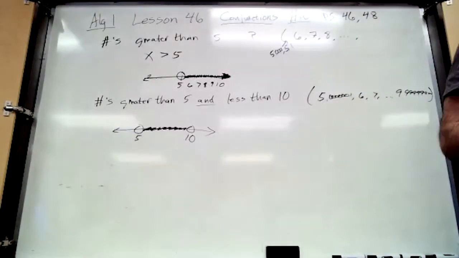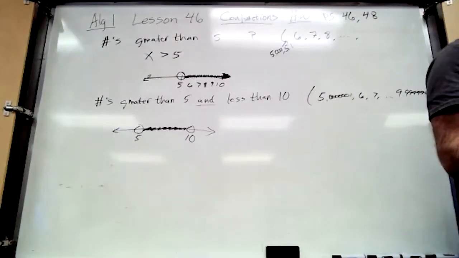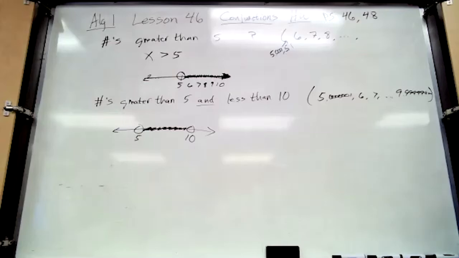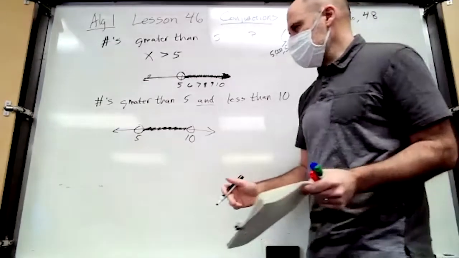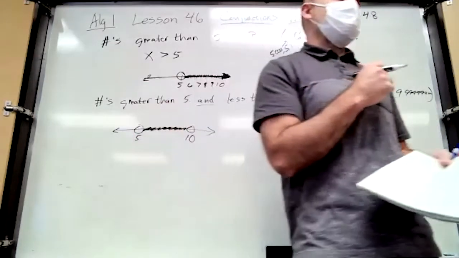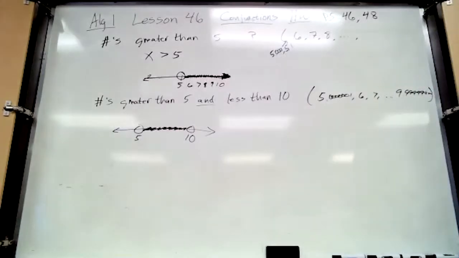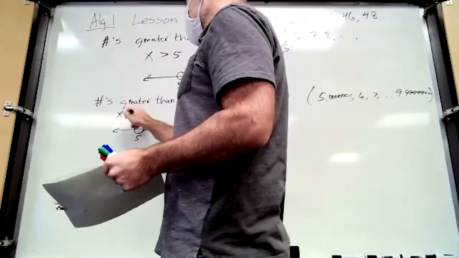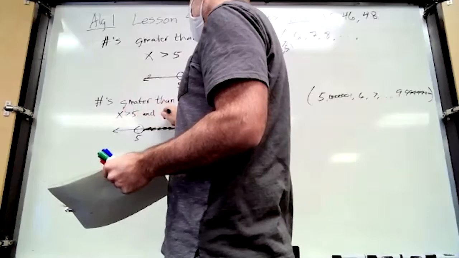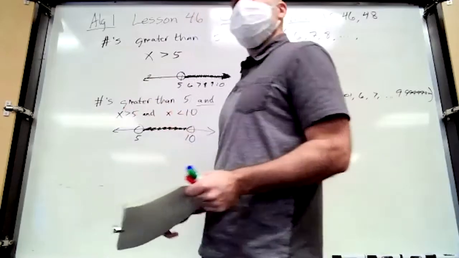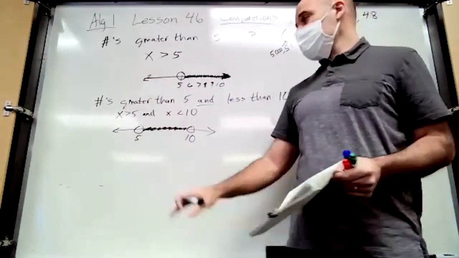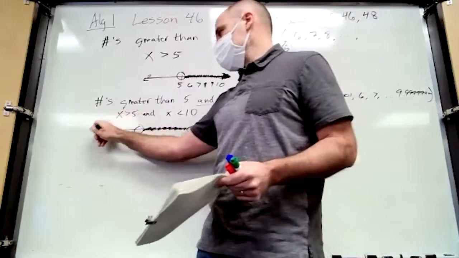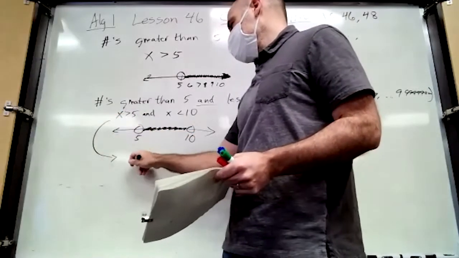Okay, technically you could have greater than or equal to or things like that. That's when you would fill in the dot. But this is basically a conjunction. Now you could say x is greater than 5 and x is less than 10. Those two things. But we're going to do something different. This is a better way to say it.